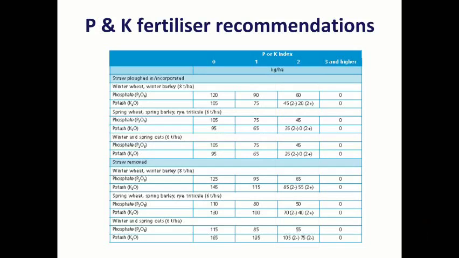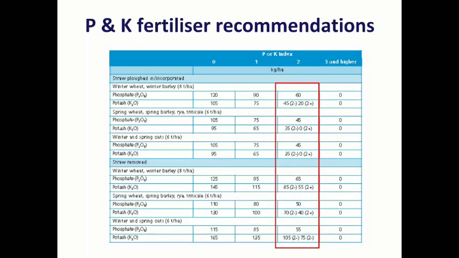Here's an example of what a table looks like. So here you can see, first of all, it's cereals, and this is for phosphorus and potassium on the same table. And they're winter wheat, winter barley, spring wheat, spring barley, winter or spring oats, so the main cereals grown in this area. And then you can see there's 2 categories. So if you're going to plow in your straw, then it's a slightly different rate of fertilizer you need to put on than if you're removing the straw. And it's actually a little less, right? Because if you're returning straw to the land, then you're returning some nutrients. So you don't need to put quite as much fertilizer on to replace the offtake or removal of nutrients.